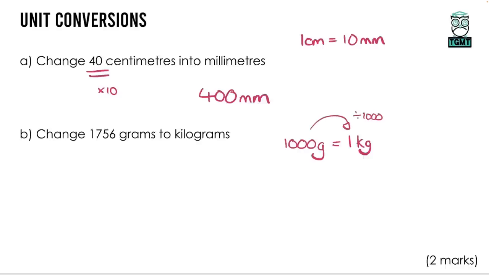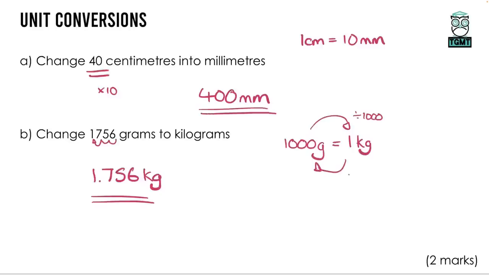You can take a logical approach and think, well, it is 1,000 and a bit, so you know it's 1 point something. But if we just divide by 1,000, 1, 2, 3, we get 1.756 kilograms. And again, if we were converting the kilograms back into grams, then we would multiply back to grams. So our conversion works both ways. But there we go, there are just a couple of unit conversions.